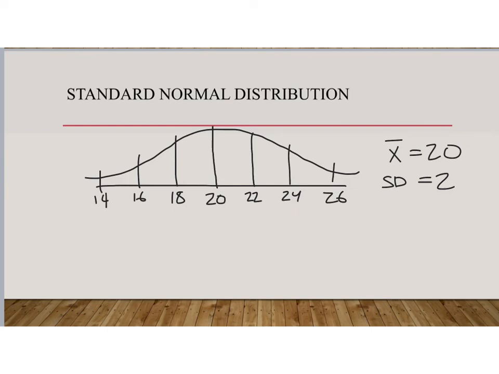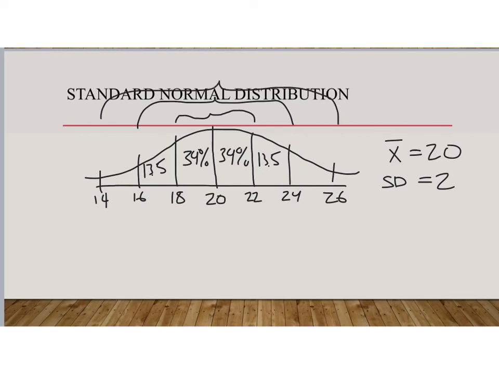And we would know those set percentages, like there'd be 68% in this interval, 34% on each side of 20. There'd be 95% within 2 standard deviations, that's another 13.5, another 13.5, and then 99% within 3 standard deviations, which is another 2%. Just a review of those percentages.